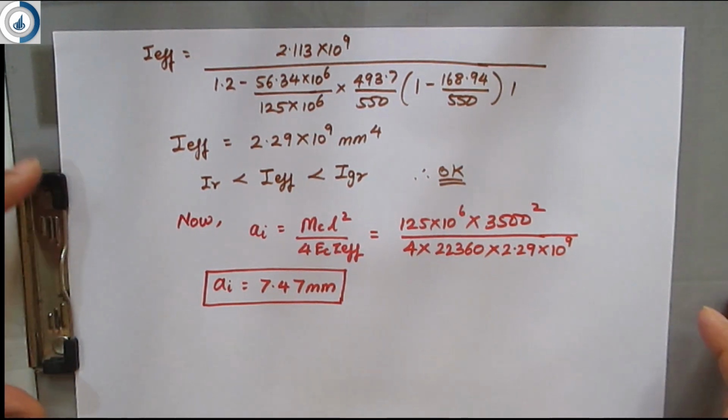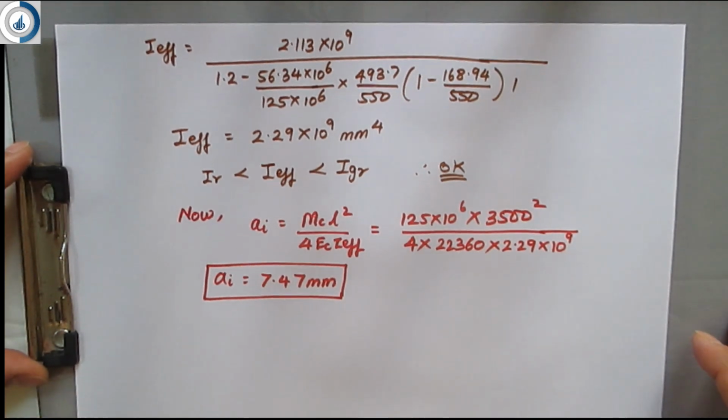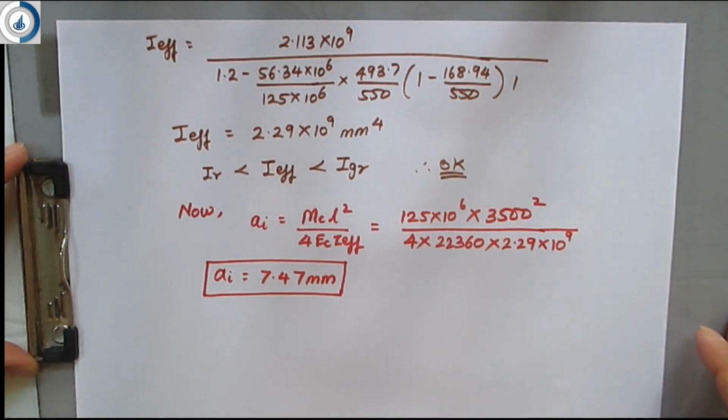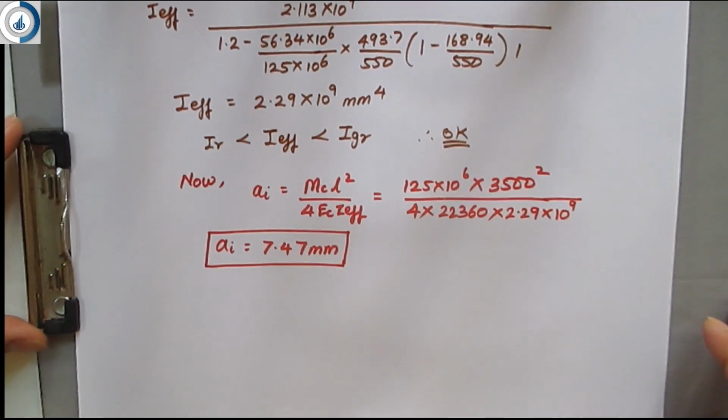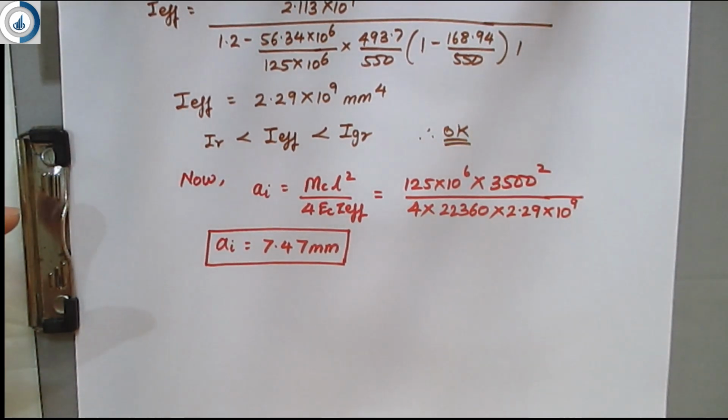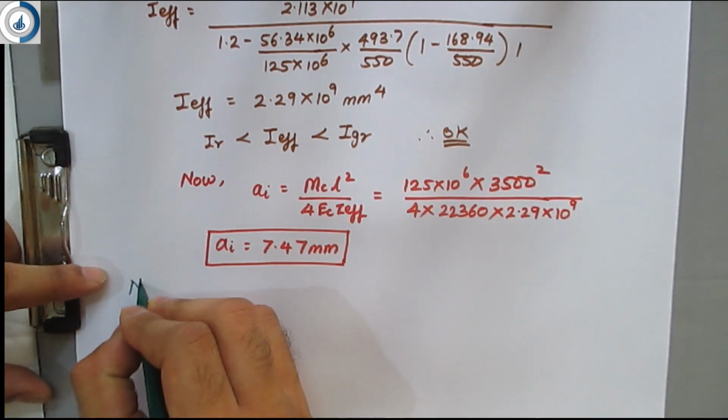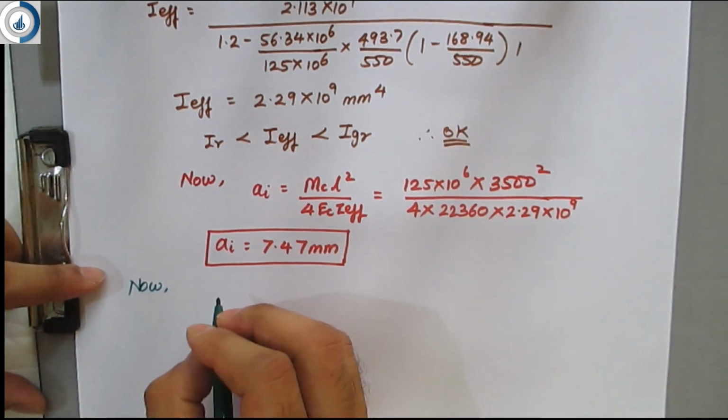The one good news is that the formula is readily available in your IS 456 2000, again on page number 88. Now, deflection due to shrinkage.